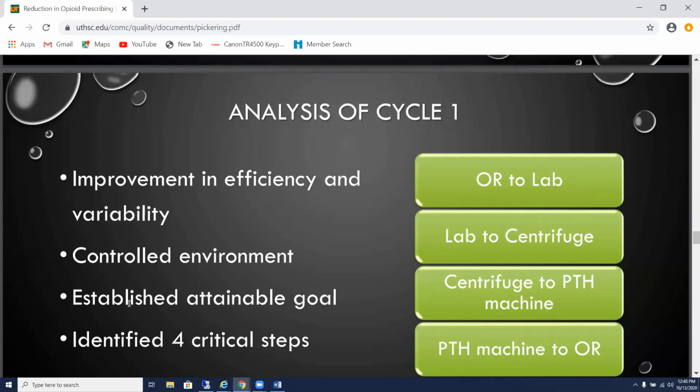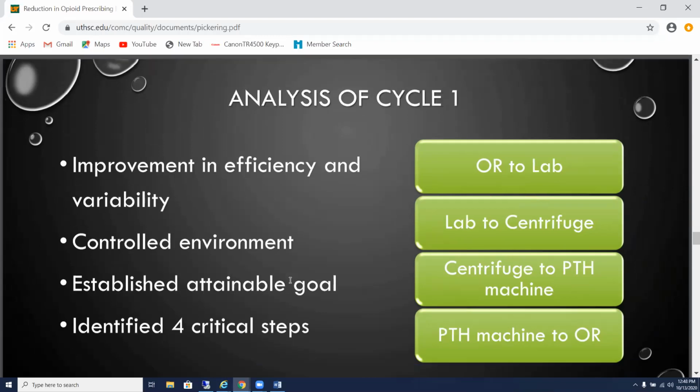And probably most importantly, it identified 4 critical steps in the process that you can see on the right side of the screen. So from when the lab is initially drawn in the operating room to when it actually gets to the lab, from when the lab receives it to when the sample is put on the centrifuge, and then from when it goes from the centrifuge to the actual machine that gets the parathyroid hormone result, and then from when the parathyroid hormone machine results to when the result is actually reported to the operating room. Next slide.